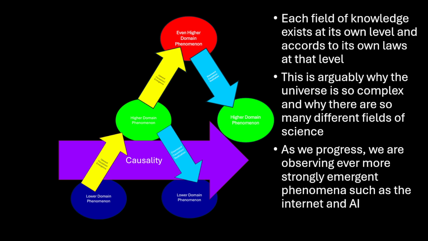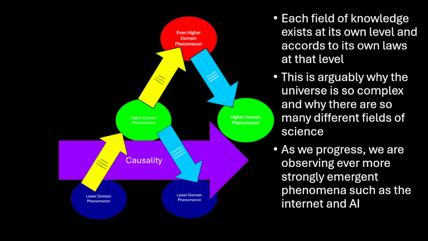Well, each field of knowledge exists at its own level and accords to laws that exist at that level. And this is arguably why the universe is so complex and why there are so many different fields of science, and why it's just mind-boggling when you look at, for example, the different principles that exist in biology. Spend any time studying different species of plants or insects or even mammals, and you start to realize just how crazily complex nature is. And all of this is being facilitated by emergence, by strong emergence. And it's hard to imagine all of this occurring without strong emergence.